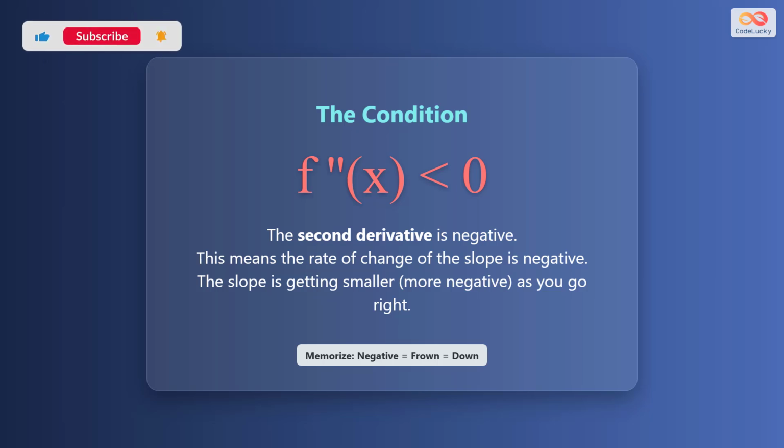Since the slope is decreasing, its rate of change must be negative. In calculus, the rate of change of the slope is the second derivative. Therefore, the mathematical condition for a function to be concave down is that the second derivative, f double prime of x, is less than 0.